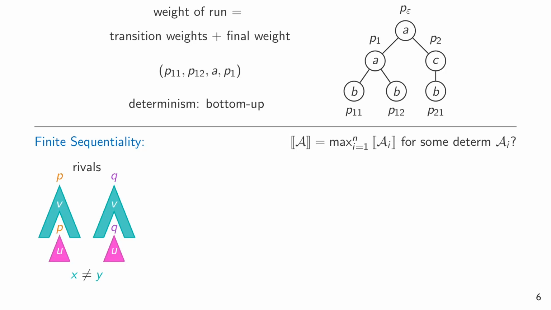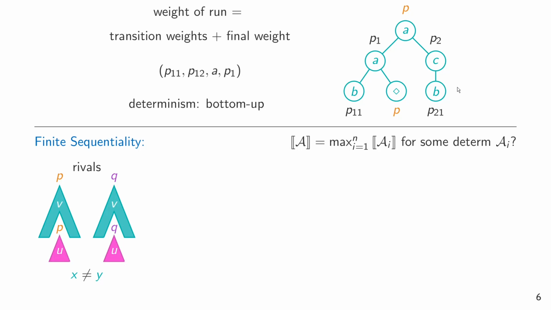We now call two states rivals if the following holds. First, there should exist a tree U, which reaches both P and Q. And reach now means that on U, we have some run where all these transitions are valid and P is at the root, or Q is at the root. Furthermore, there has to exist a context V, which can loop both in P and in Q, but with different weights. And a context is simply a tree where one of the leaves is replaced by a special context symbol.